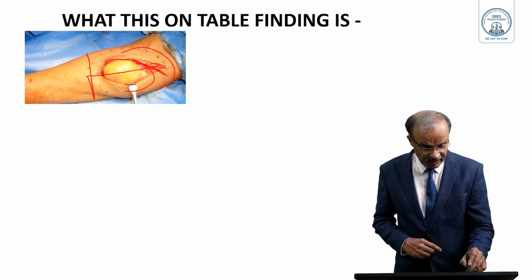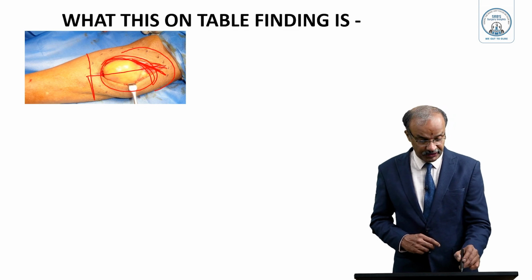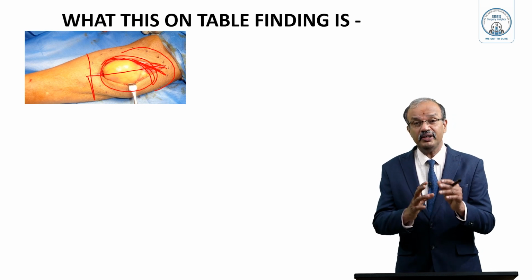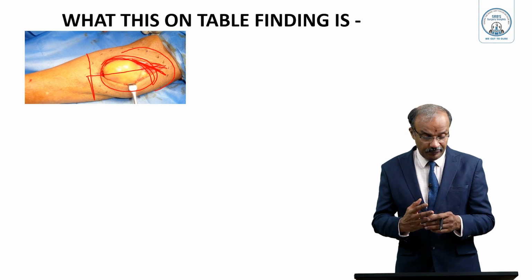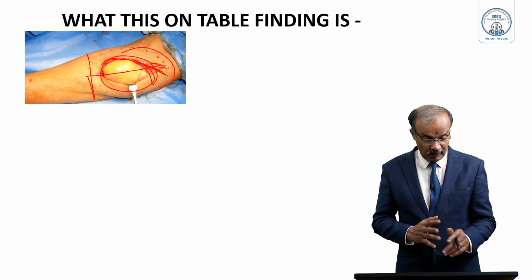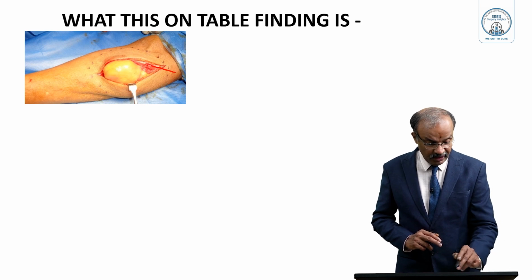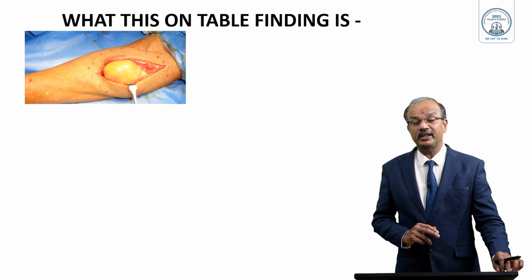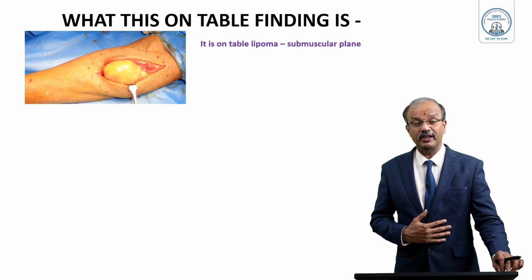And yellow, deep yellow, well localized, capsulated swelling, quite large. So naturally localized, capsulated, yellow, easily removable swelling, must be it is lipoma. So the plane is deeper to the muscle. See the muscle here. So deeper to the muscle. So naturally it is on table lipoma, submuscular plane, submuscular lipoma.